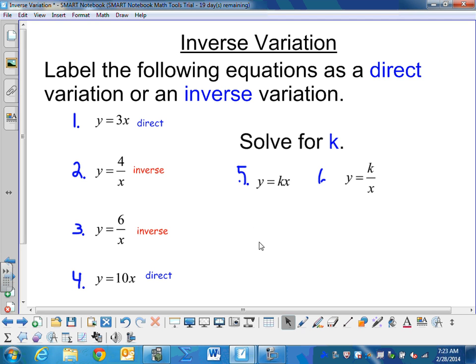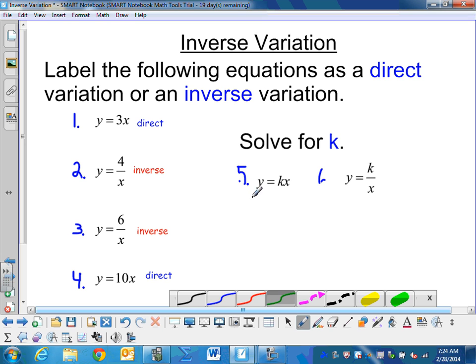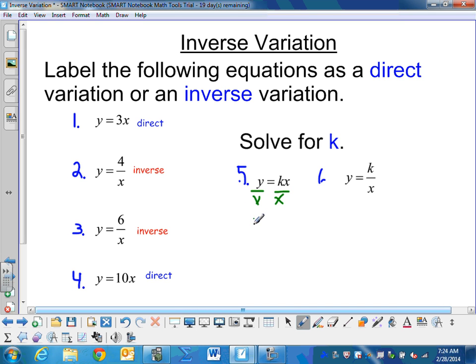When I solve for k on number 5, y equals kx, we recognize that our equation is a direct variation. To solve for k, I need to divide each side by x. So y over x equals k. And for number 6, to solve for k, I need to multiply each side by x. So x times y equals k. So the first one is a direct variation equation, and the second one is the inverse variation equation.